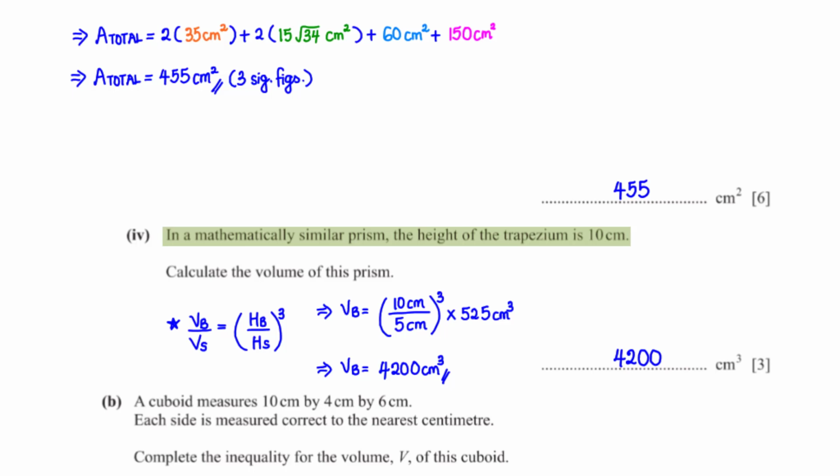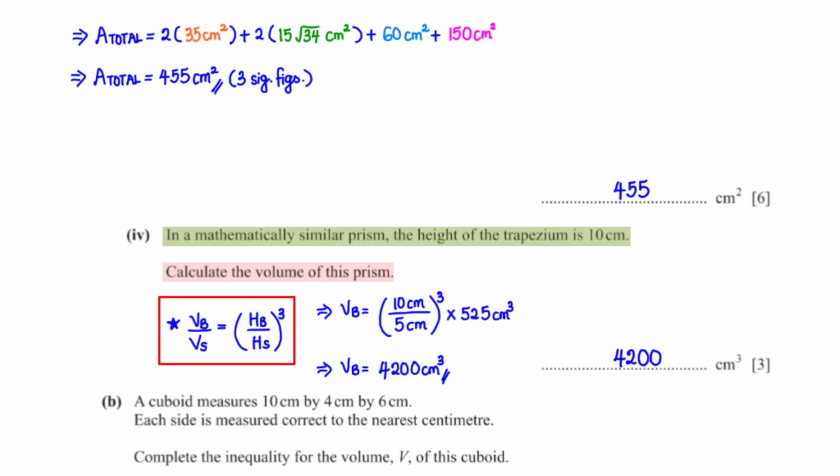In a mathematically similar prism, the height of the trapezium is 10 centimeters. Calculate the volume of this prism. For similar shapes, the ratio of their volumes is equal to the cube of the ratio of their corresponding side lengths. HB is the height of the trapezium in the bigger prism, and that is 10 centimeters.